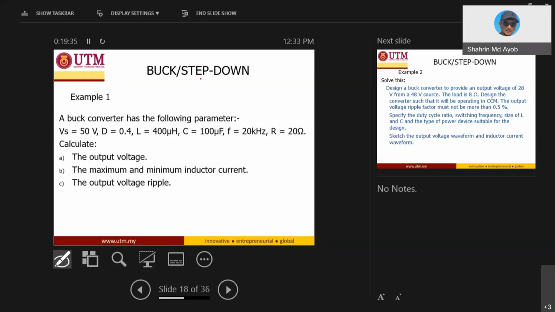This one, very straightforward. V out is equals to D V input. Very simple. This one you can memorize. If you don't memorize this, I think you are in big problem. So your duty cycle is given. Duty cycle is a ratio, there is no units, because D is T on over T. So 0.4 multiplied with V input, which is given 50 volt. So 0.4 multiplied with 50, 20 volt. So this one, 20 volts.